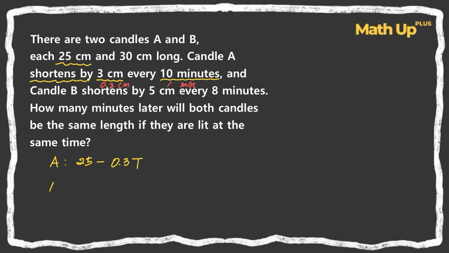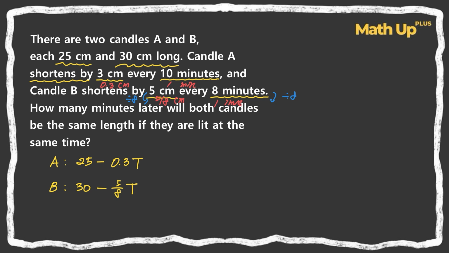Now let's write the length of candle B. It was 30 centimeters long at the beginning, so 30 minus. It shortens by 5 centimeters every 8 minutes. Then in 1 minute, candle B shortens by 5 over 8 centimeters, right? If we divide by 8 here, we must divide by 8 here. So the length of candle B can be written as 30 minus 5 over 8 times t, which means at the beginning it was 30 centimeters and it decreases by 5 over 8 centimeters every minute.